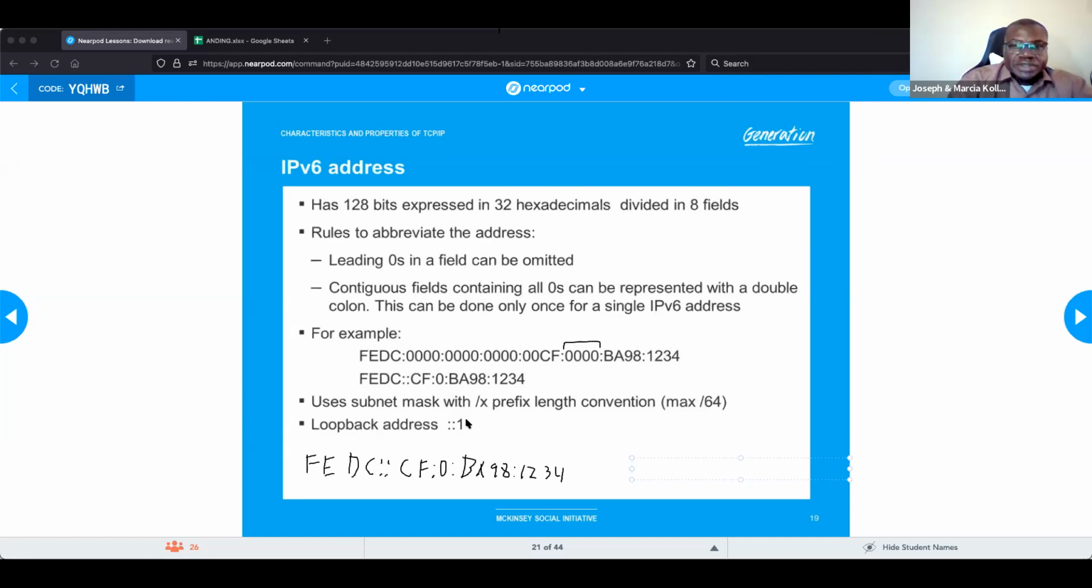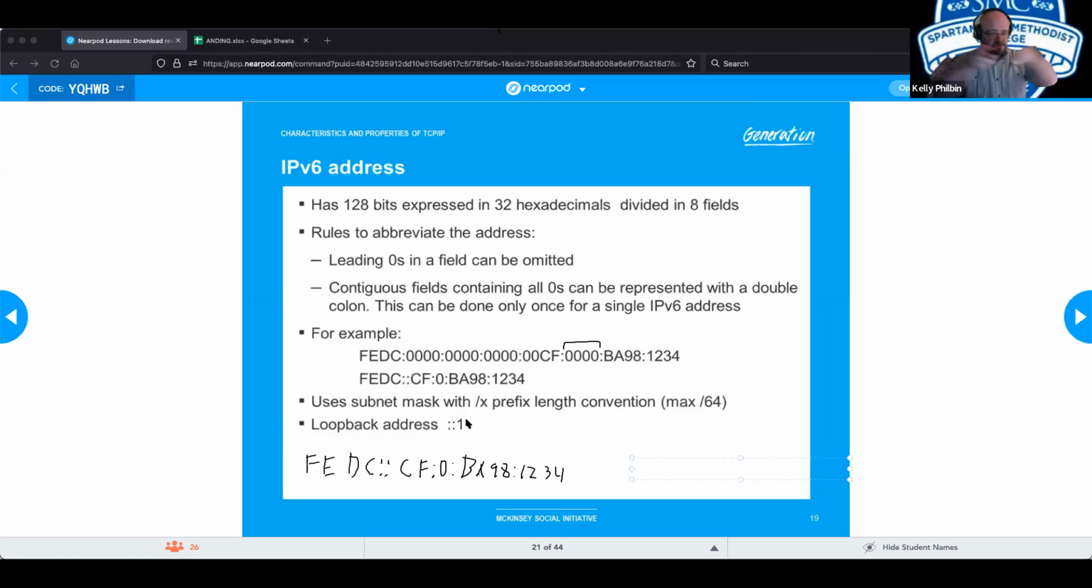Yes, Joseph. I just want to understand, there are colons before the zeros, between the zeros, and after the zeros. So when we eliminate the zeros, do the colons disappear with them, and then we reintroduce the double colon to show that we have eliminated zeros? What really happened to those colons?